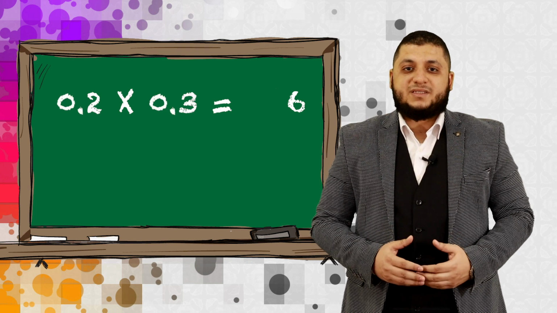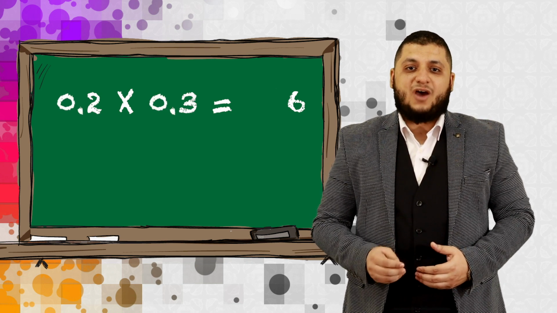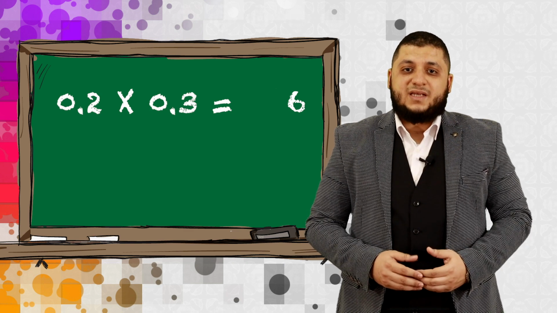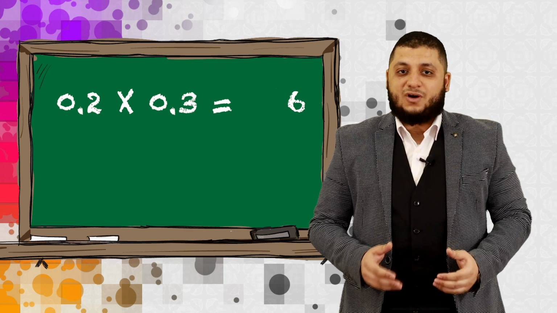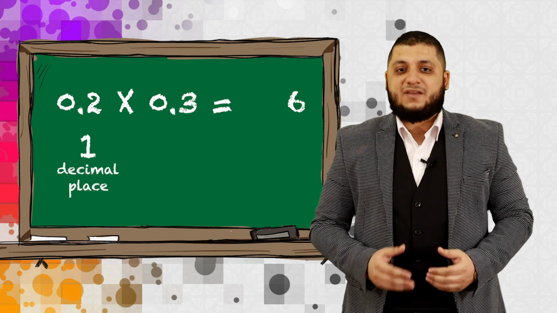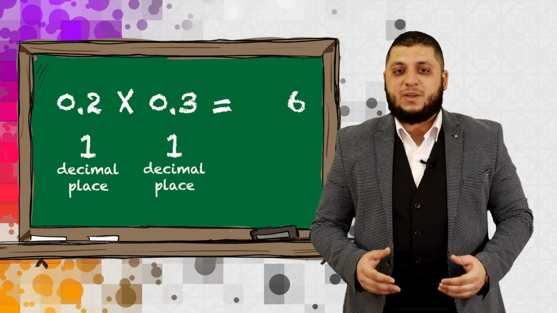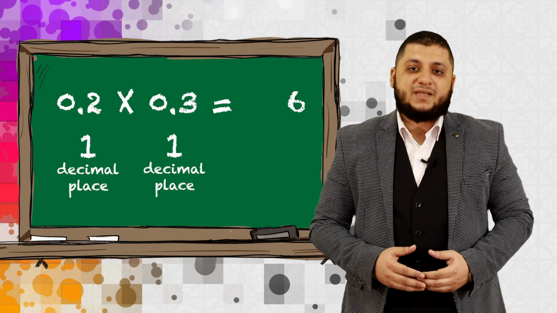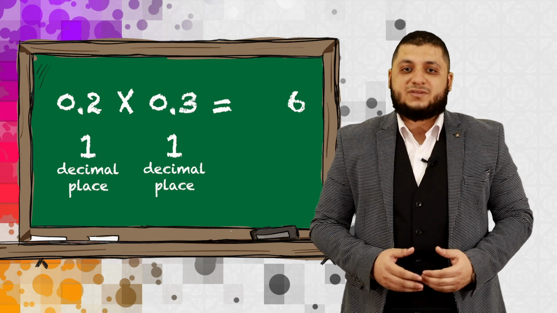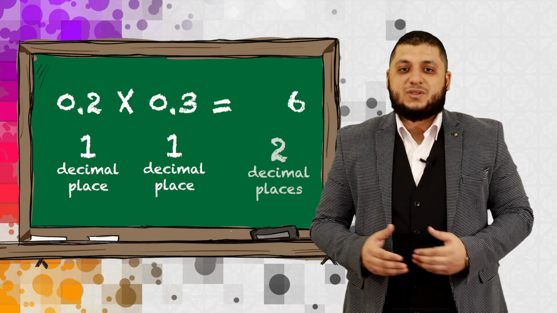To place the point in the product, you have to count how many decimal places are in both factors. The number of decimal places is the number of digits to the right of the decimal point. The first factor has 1 decimal place, and the second factor also has 1 decimal place. So the total number of decimal places is the sum of the decimal places in both factors. So it's 1 plus 1 equals 2.